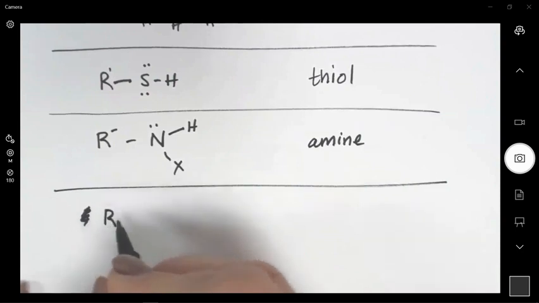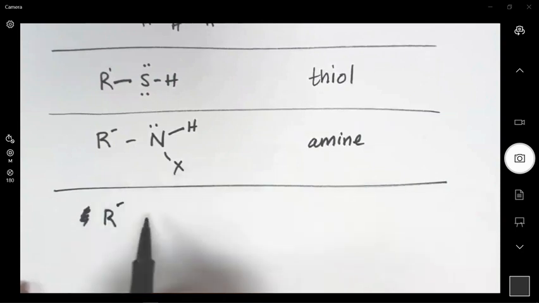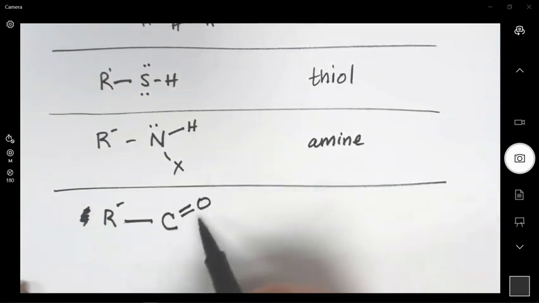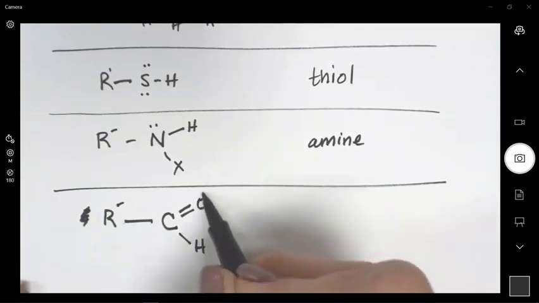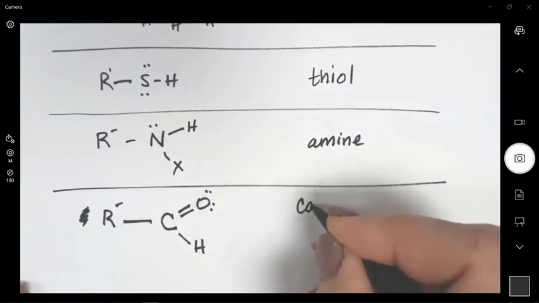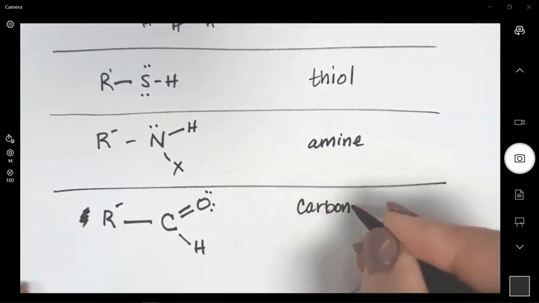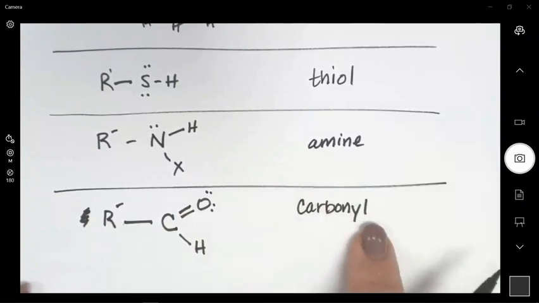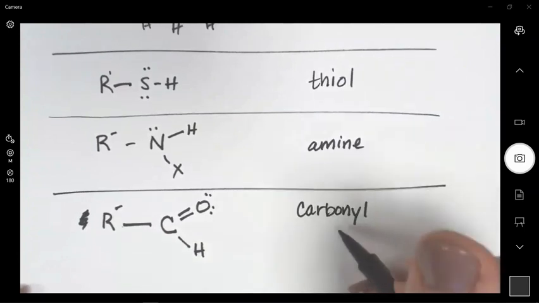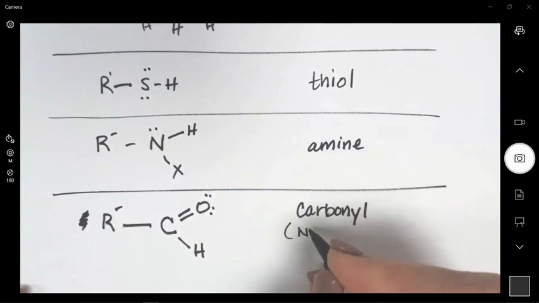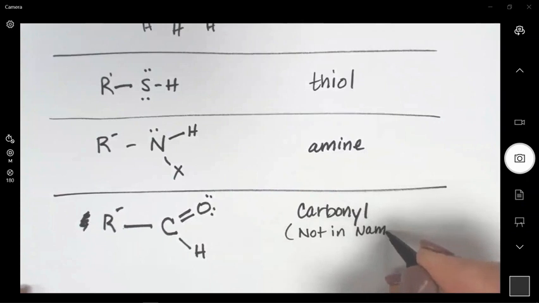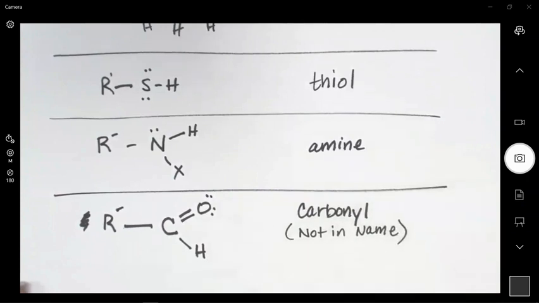So we have an R group, right? Bound to a carbon. Now carbonyl is double bound to an oxygen and then a hydrogen. So this is called a carbonyl, and it is not represented in the name. So not in name per se at this point.